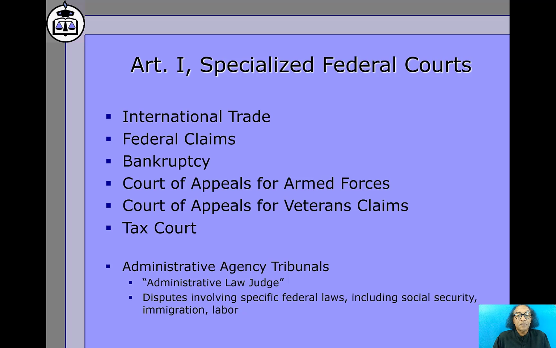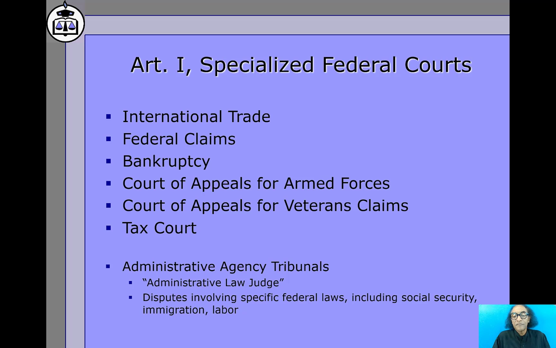But these courts, Article 1 courts, legislative courts, are created purely by Congress, and they include the Court of International Trade, Court of Federal Claims, Federal Bankruptcy Courts, Courts of Appeal for Armed Forces, Veterans Claims Courts, and Tax Courts. So these courts deal with specialized areas of the law. In bankruptcy, they deal with bankruptcy issues, and the Court of Appeals for Armed Forces handles decisions of the military courts, and they're treated differently.